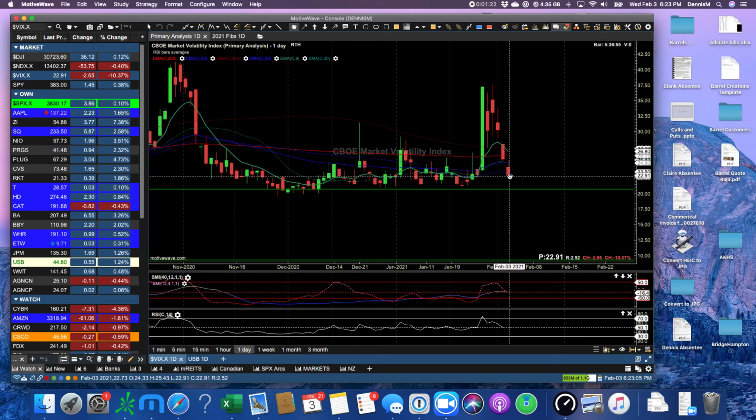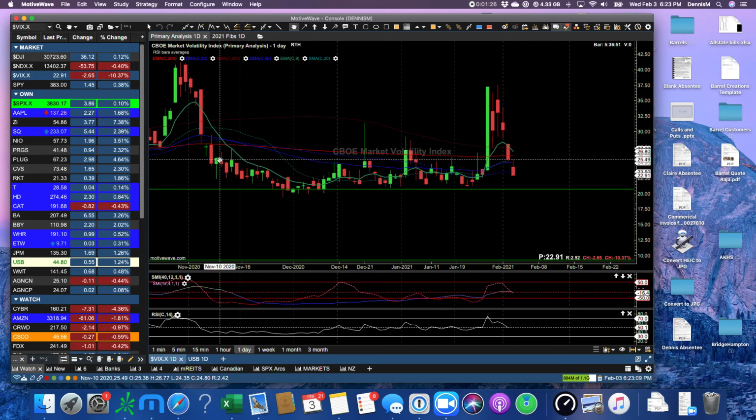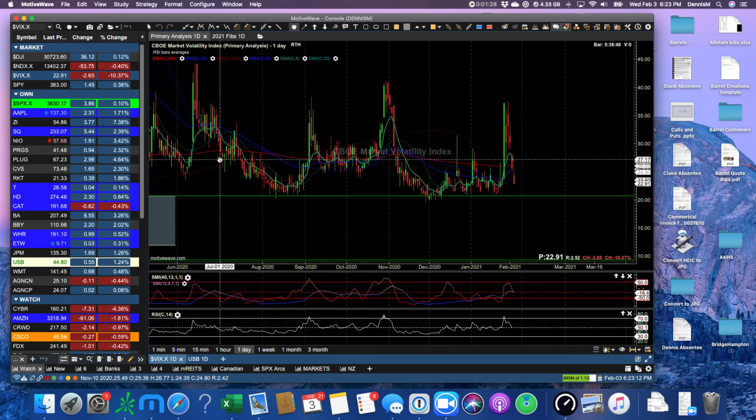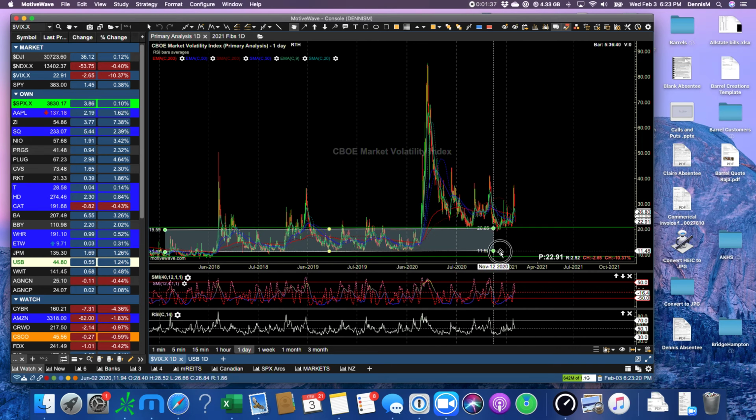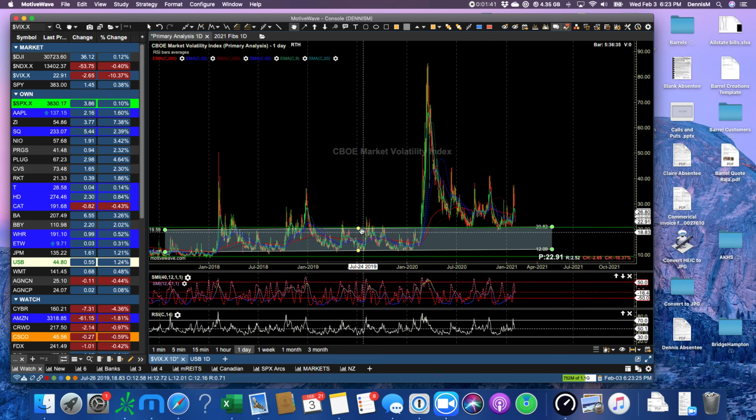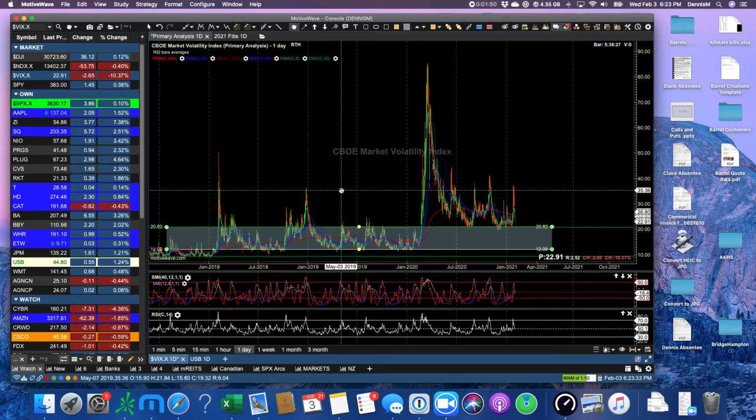And the volatility index dropped again. It's now approaching this area here. Let's get this area extended. It's now approaching what we call the area of complacency, which is down below that green line. And we're getting there. That's the area of complacency when the market actually does quite well.